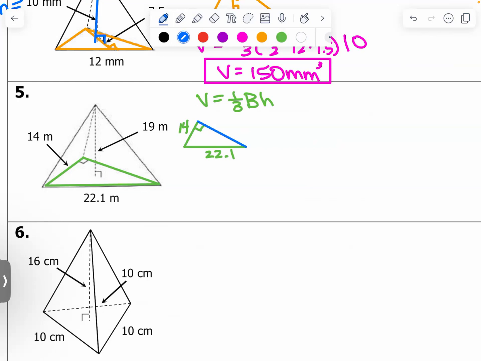What? Who can answer Sam's why question? What is the answer to your why question? Okay, 22.1 is the hypotenuse. We have to have the two segments that touch the right angle.